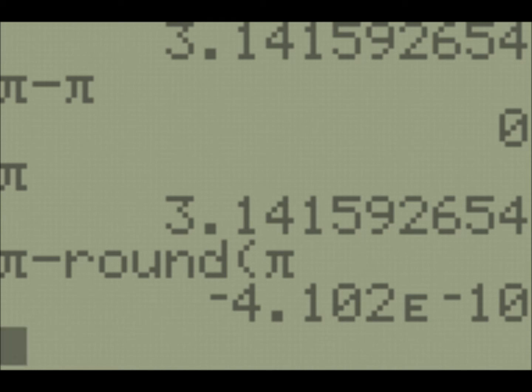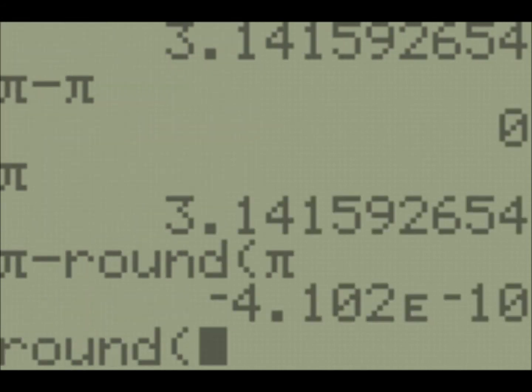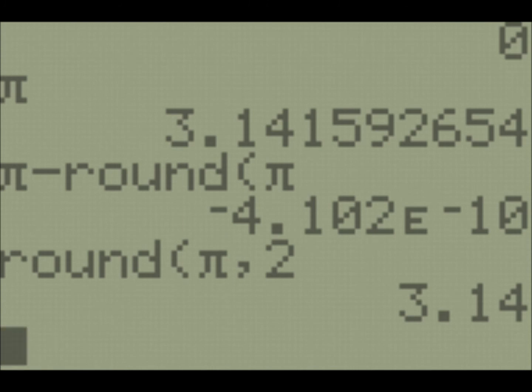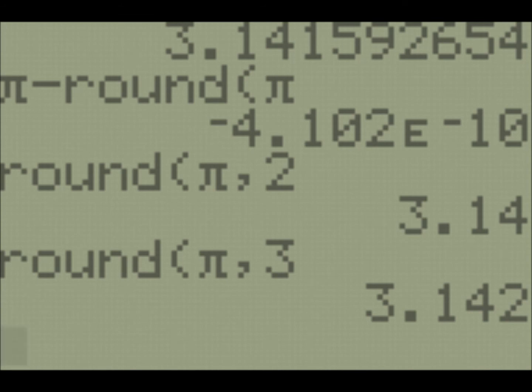Now this is interesting, but round is much more useful if you give it a second parameter. This is another one of those functions with optional parameters. This one doesn't have a third, but other functions do have optional third parameters, just like 4 had an optional fourth parameter. This has an optional second parameter, which is the number of digits you want to round to. If you want to round to 2 places after the decimal, that will give you 3.14. If you want to round to 3, you'll get 3.142. If you're thinking it would be 3.141, you have been tricked.